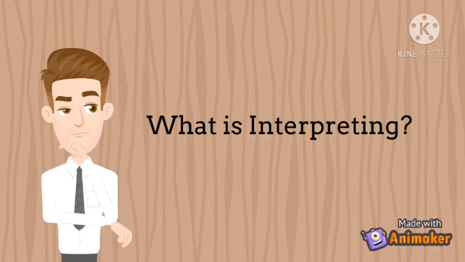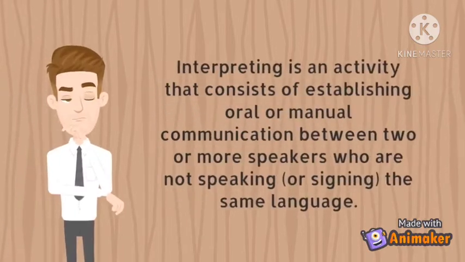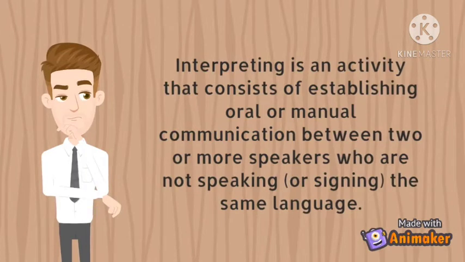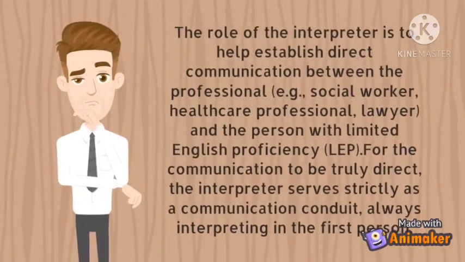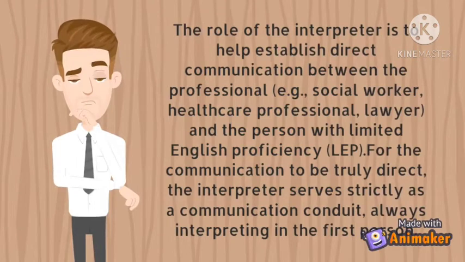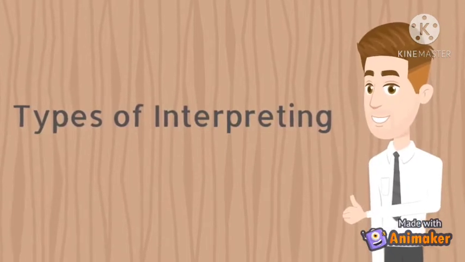I explain about interpreting. What is interpreting? Interpreting is an activity that consists of establishing oral or manual communication between two or more speakers who are not speaking or signing the same language. The role of the interpreter is to help establish direct communication between the professional and the person with limited English proficiency, or LEP. The types of interpreting.